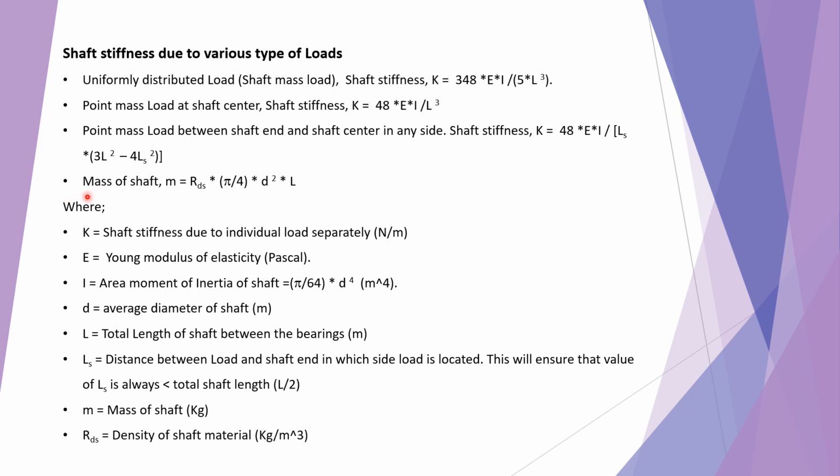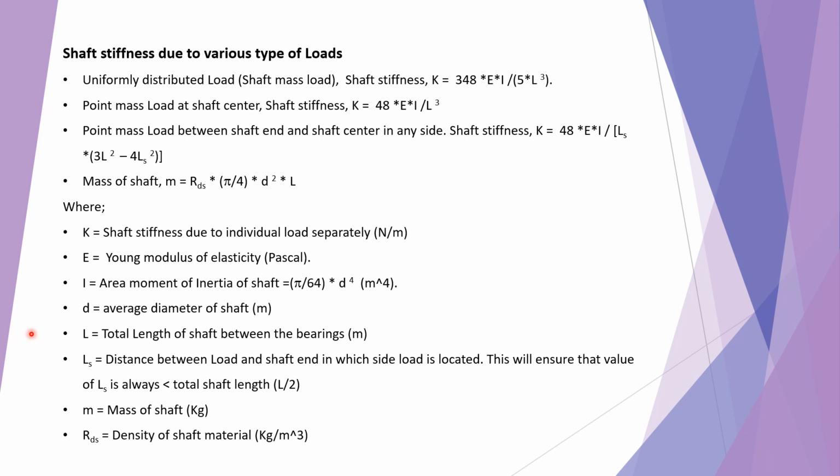If you want to calculate the mass of the shaft, you can use this formula: M is equal to RDS into pi by 4 into d square into L. So what are these above? K is the shaft stiffness due to individual load separately, unit is Newton per meter. E is the Young modulus of elasticity in Pascal. I is the area moment of inertia of the shaft, which can be written as pi by 64 d to the power 4, with unit m to the power 4. Small d is the average diameter of the shaft in meter.